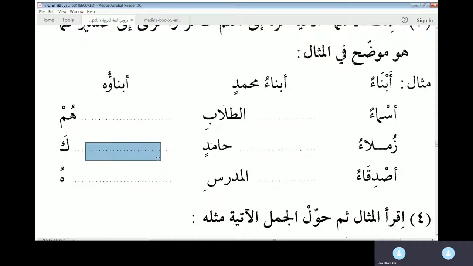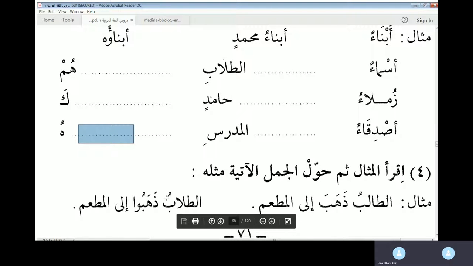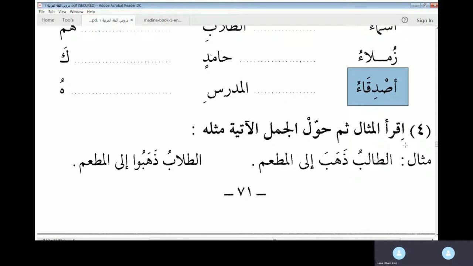Zumala'uka, your colleagues. Asdiqa' al-mudarris, the teacher's friends. Asdiqa'uhu, his friends. What is the mufrad of asdiqa'? Sadiq is singular, asdiqa' is plural.